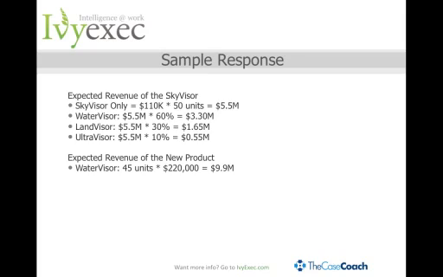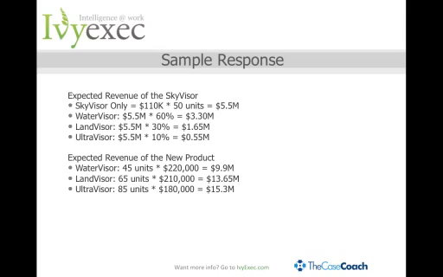There's a product called the land visor, which we expect to sell 65 units of for $210,000 each. It looks like that total is going to be around $13.65 million. And again, you'll have time to calculate this out during your interview itself. Finally, we have the ultravisor, which would sell around 85 units at $180,000 each. So that's going to be a total of $15.3 million.